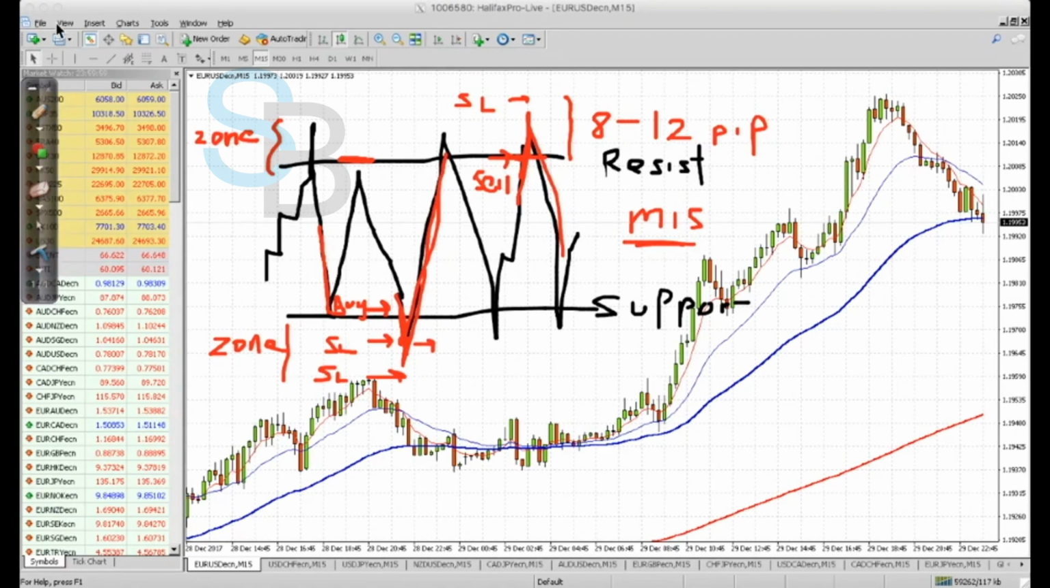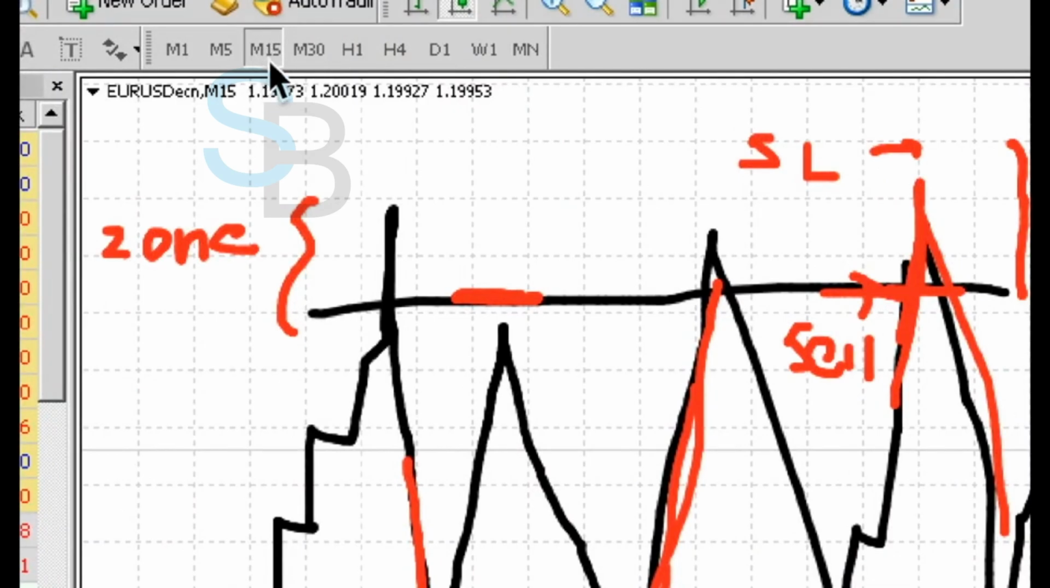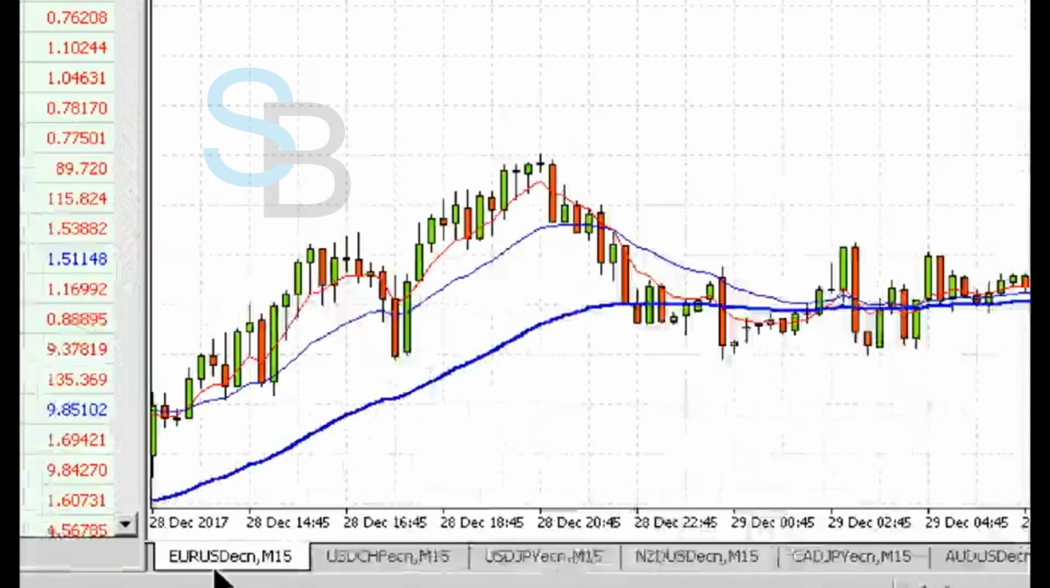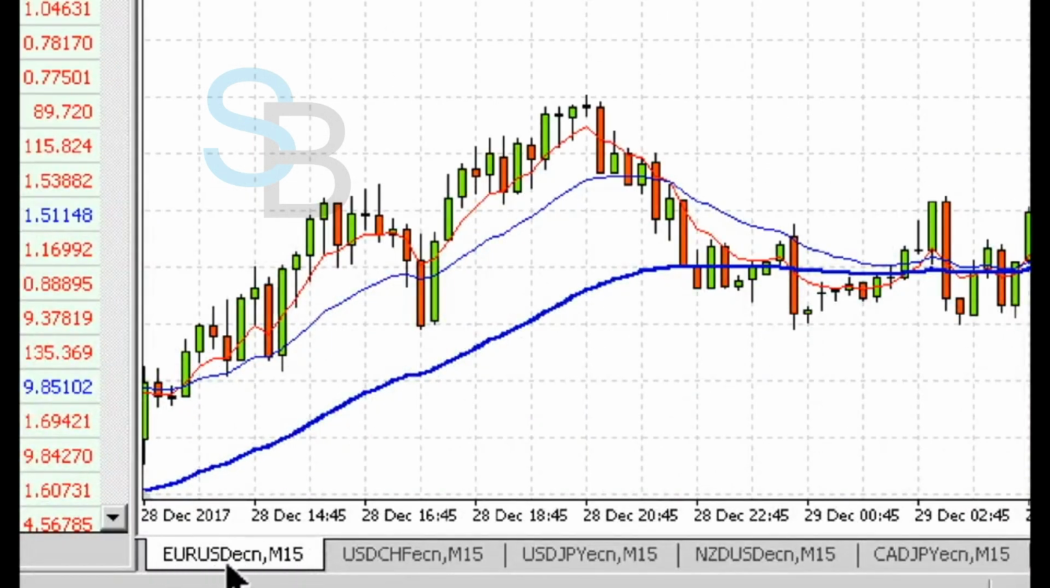Okay, so let's take a look at the charts and see if we can find these support and resistance levels, or how do we identify these support and resistance levels. So again, notice I'm using my MT4 charting software. I'm looking at 15-minute candles. So let me remove these drawings. Okay, and let me start by going to the first pair, which is EUR/USD.